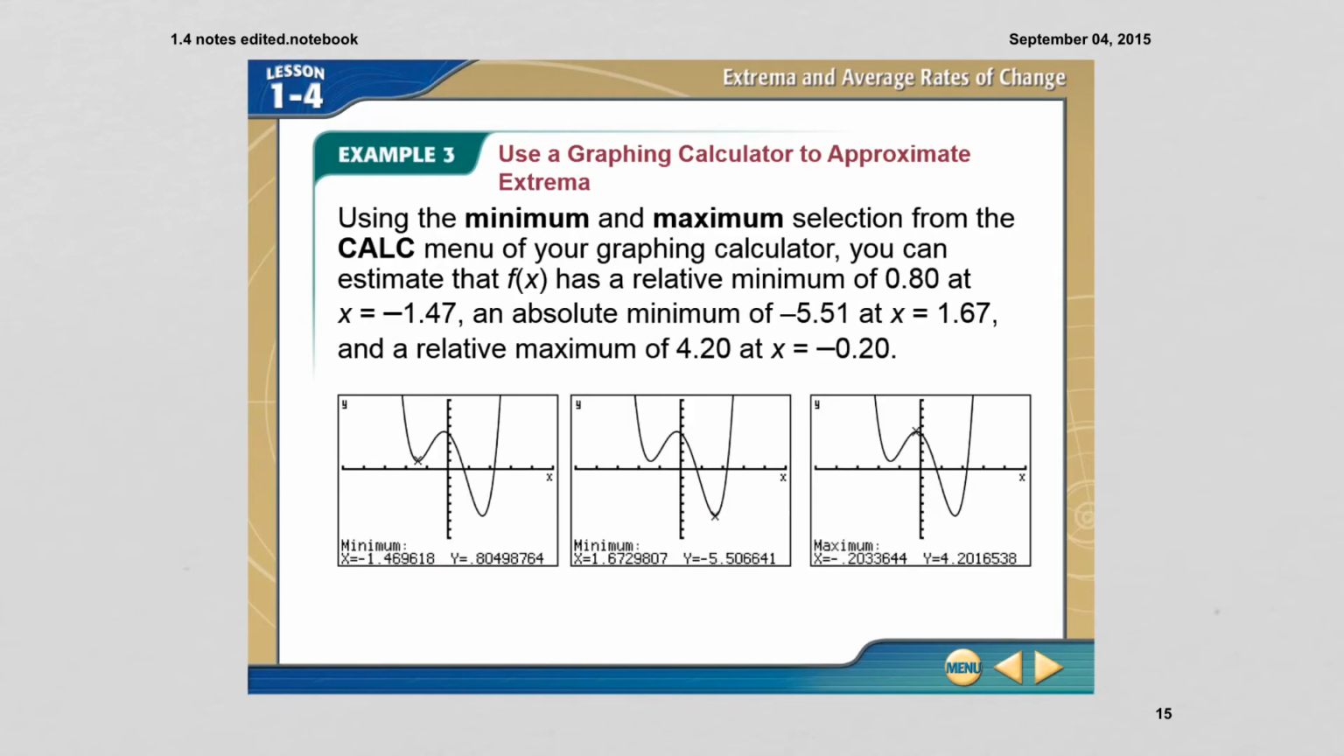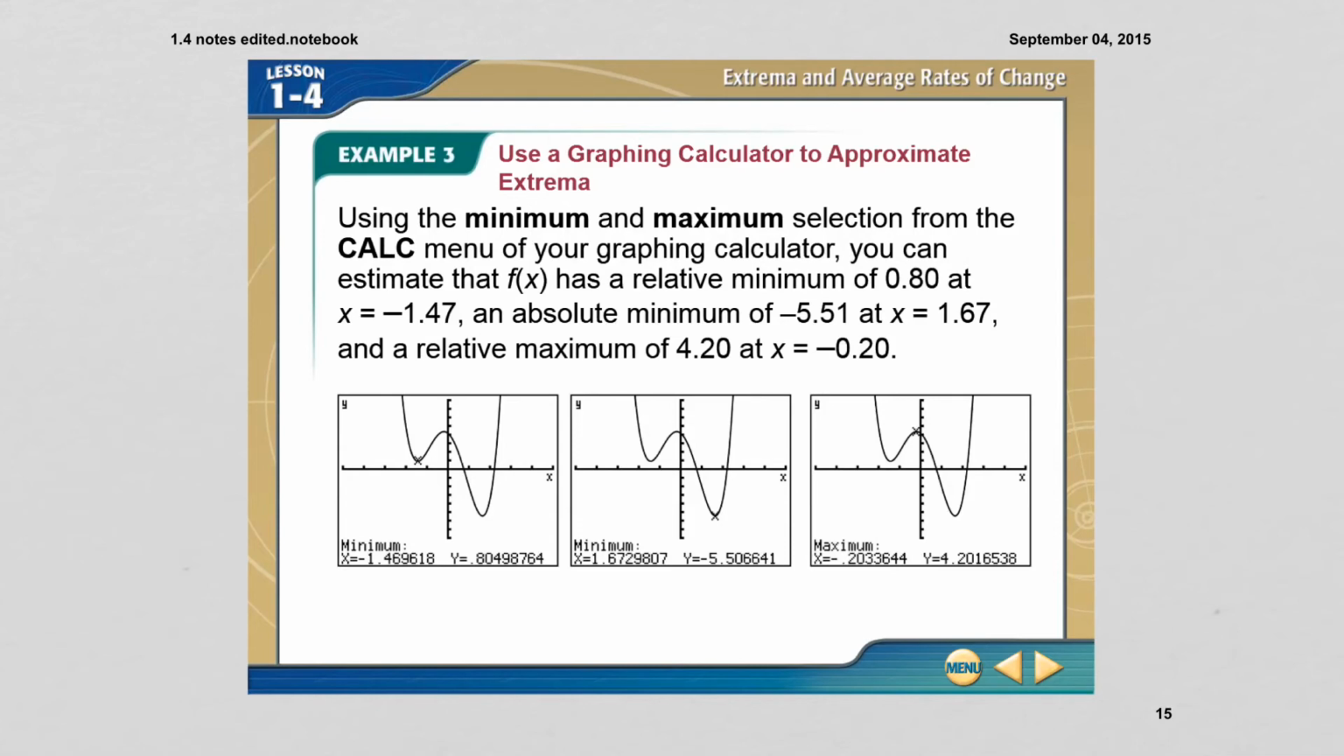Now, looking at the graphing calculator, using the minimum and maximum selection from the calc menu of our graphing calculator, you can estimate that f of x has a relative minimum of 0.80 at x is equal to -0.47 and an absolute minimum of -5.51 at x equals 1.67, and the relative maximum of 4.2 at x equals -0.2.